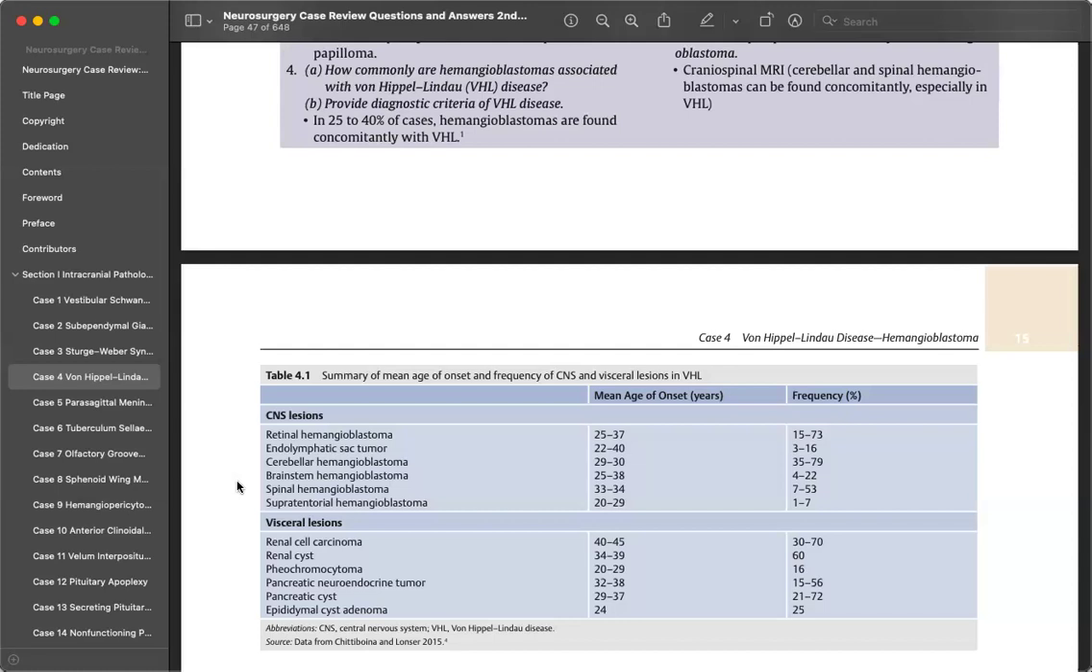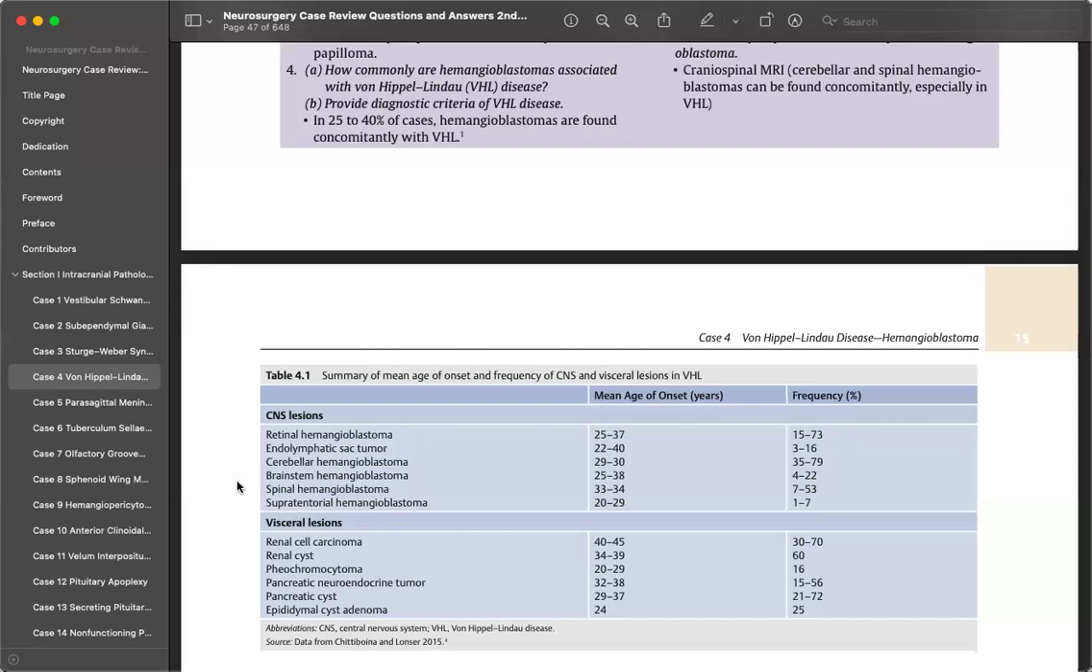ELSTs rarely metastasize, and it presents with hearing loss in 95% of cases and may be acute in 86% or insidious in 14%. There's associated tinnitus, vertigo, aural fullness, and facial paresthesias. And the mean age of onset of hearing loss is 22 years, as we mentioned earlier. So 22 to 40 years of age.